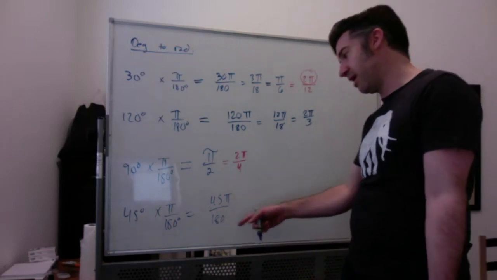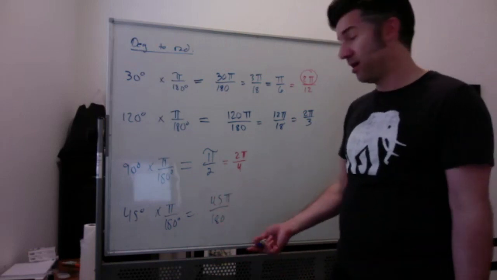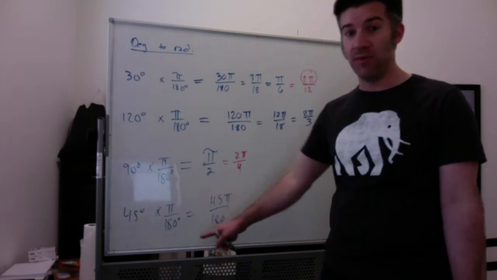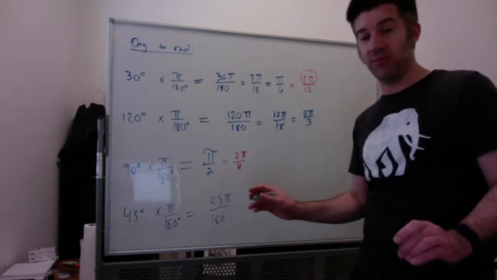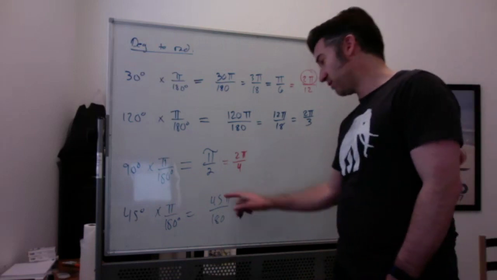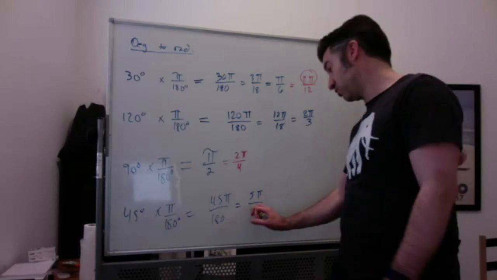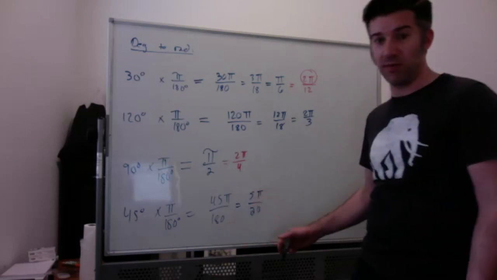You can get there by, I see that 45 and 180 both are multiples of 9. How do I know that? Because 4 plus 5 is 9, and 1 plus 8 plus 0 is 9. That's one of the tricks for being a multiple of 9, that the digits add up to 9 if you keep adding them up. So 45 divided by 9 is 5. 180 divided by 9 is 20. And then 5 over 20 reduces to 1/4.